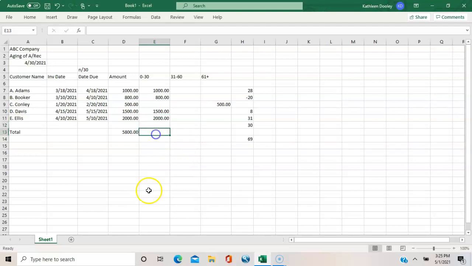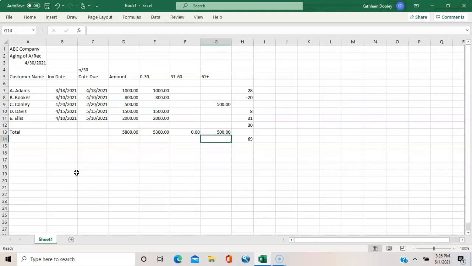All right. Then we're going to add up each column. So we have the first column is 5,300. The second column is 0, and the third column is 500.